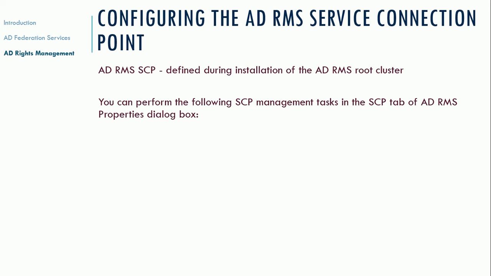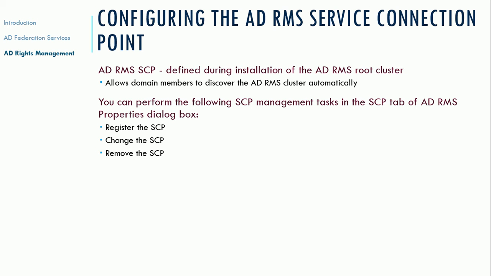The AD-RMS SCP, or Service Connection Point, is defined during the installation of the AD-RMS root cluster. It allows domain members to discover the AD-RMS cluster automatically. So you can perform the following SCP management tasks in the SCP tab of the AD-RMS Properties dialog box. You can register the SCP, you can change the SCP, or remove the SCP. And again, SCP is the Service Connection Point, which is what allows clustering to work.